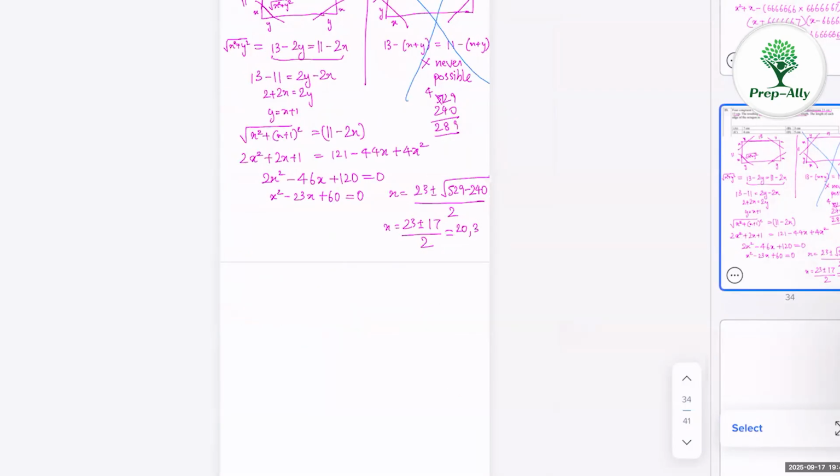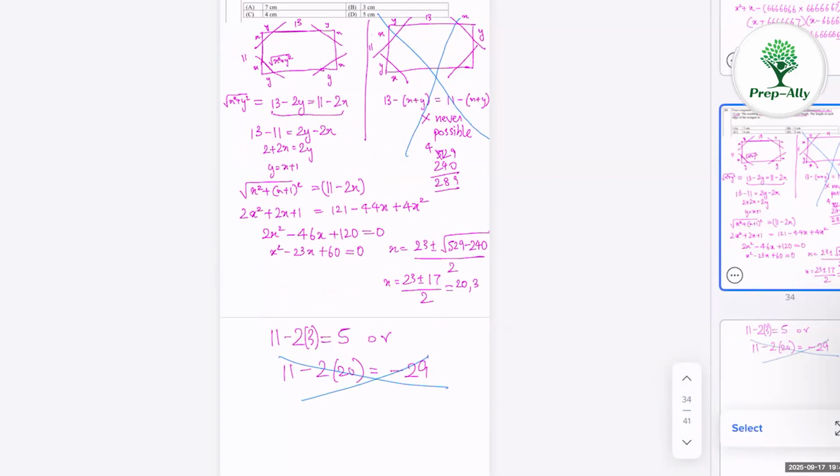So if x equals 3, then the length of the side is 11 minus 2x, which is 5, or 11 minus 2 times 20, that is minus 29. So the side of an octagon cannot be negative, so this is wrong. So the answer to the question 23 is option D, 5 centimeters.